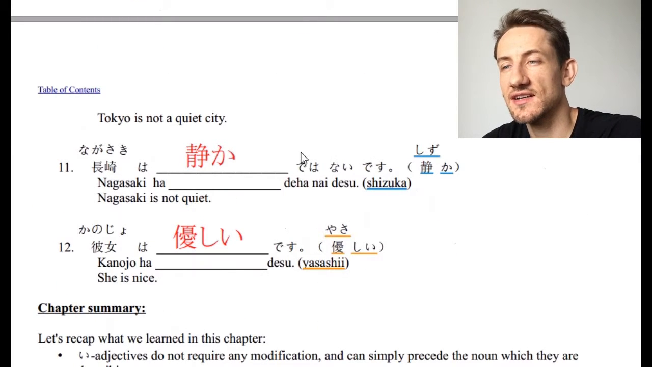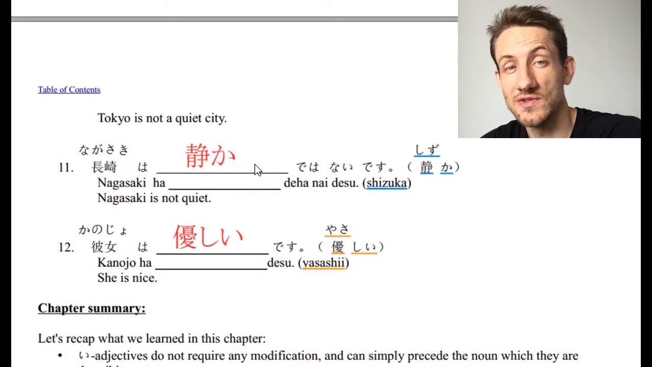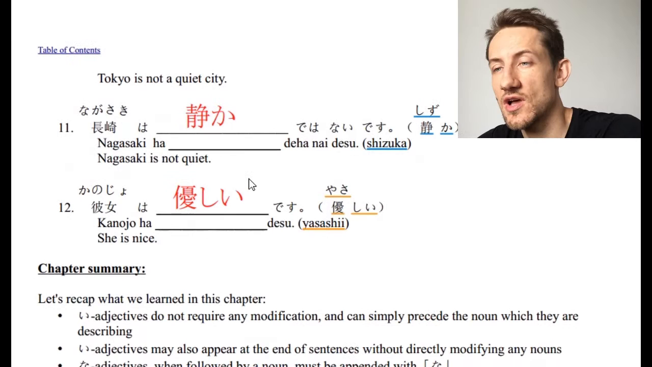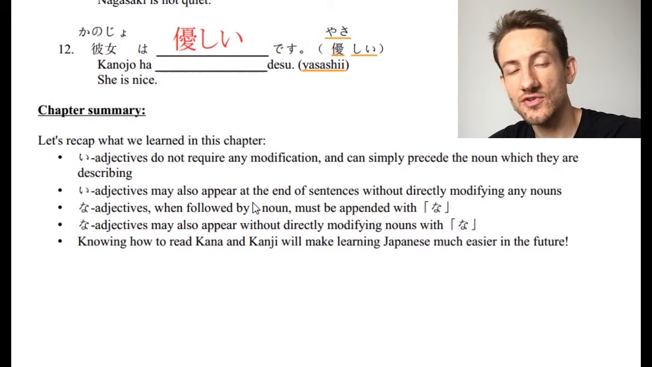Number 11. 長崎は静かではないです。長崎は静かではないです。So Nagasaki is not quiet. So please notice in this sentence, number 11, we don't use na. And number 12, the last one, 彼女は優しいです。彼女は優しいです。She is nice. All right, that's going to do it for today.